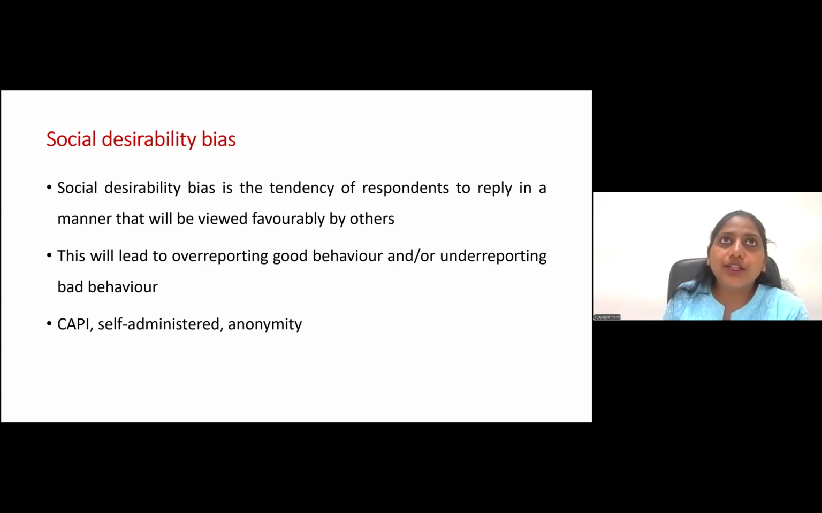But in contrast to this, CAPI is basically a computer assisted personal interview technique. Sometimes, because it is virtual and people are more comfortable answering virtually, people tend to answer the questions rightly, or it could also be the other way around. So this is called social desirability bias, which we need to have in mind when we design studies.